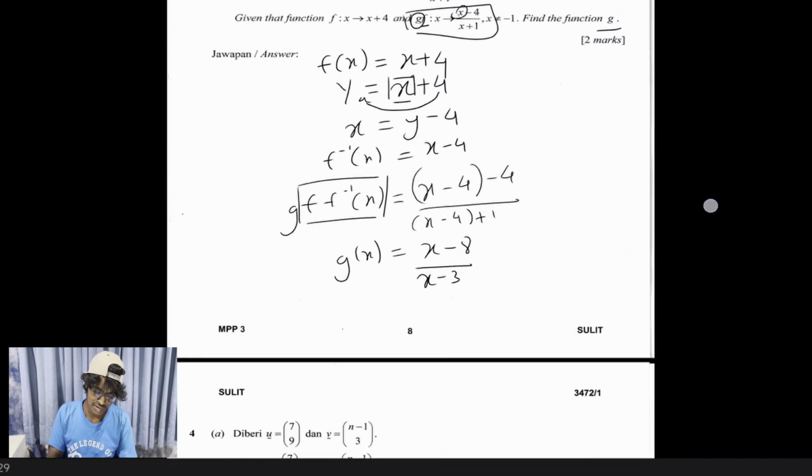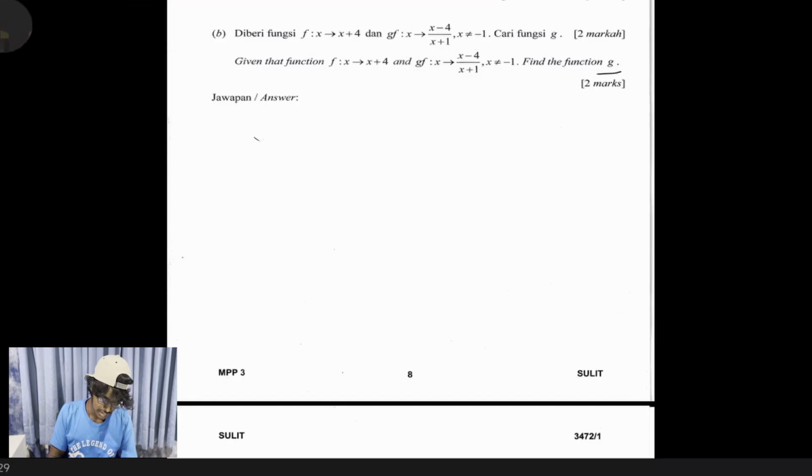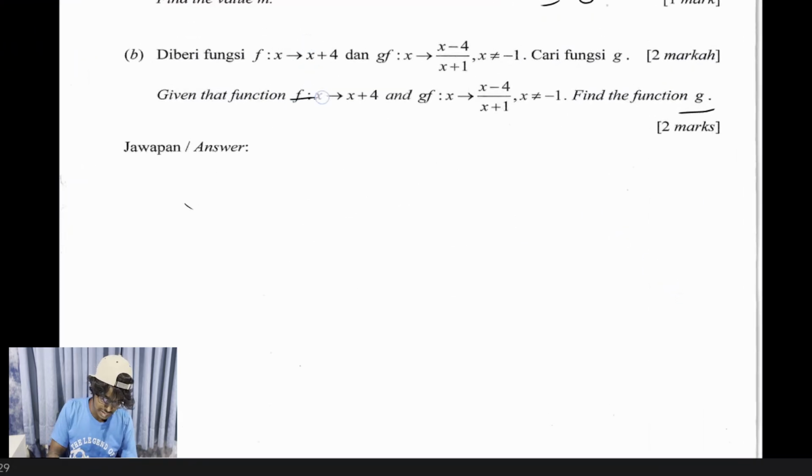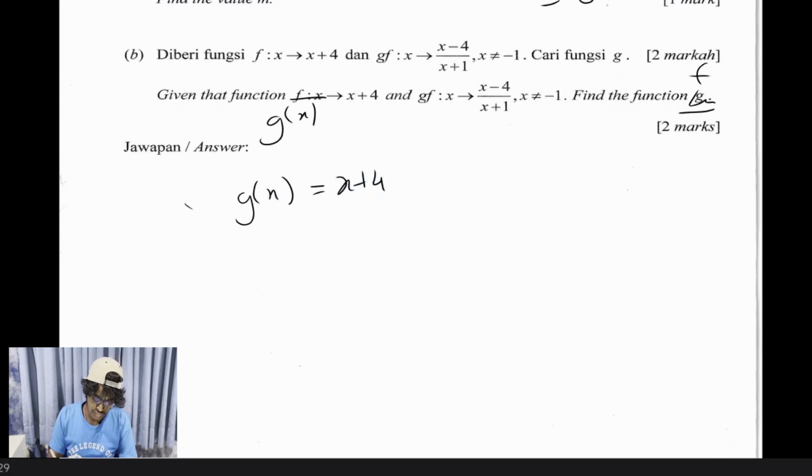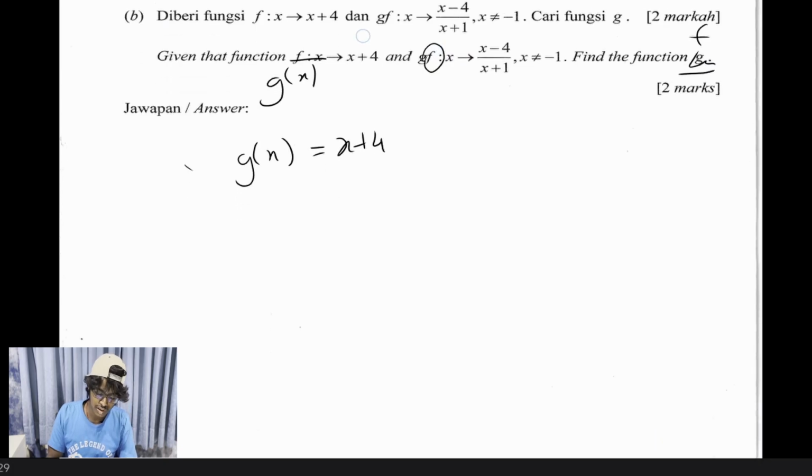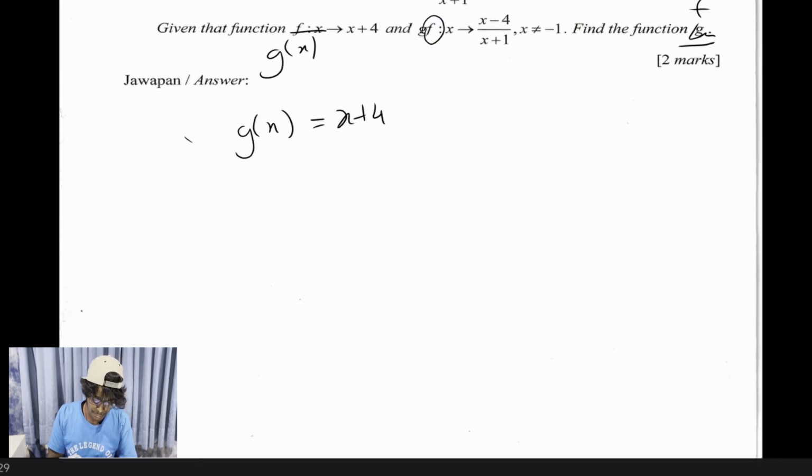Now how about a situation where they are asking the opposite? Let's say this is g(x) and then they are asking you to find f. How do we do this? Right now we know that g(x) equals x plus 4 and we want to find only f. So what we do now is basically we write it like this.